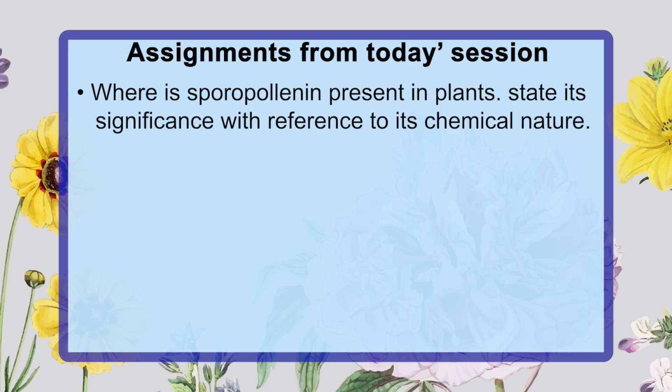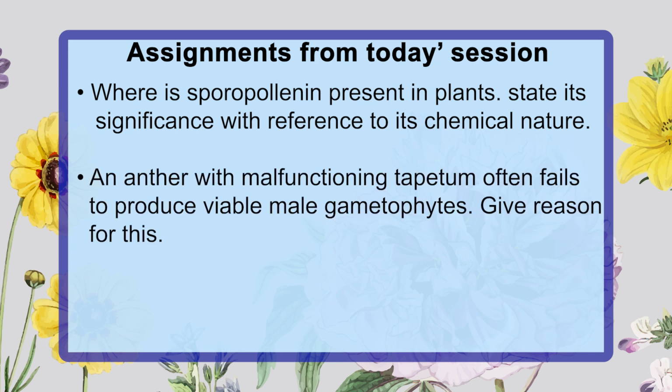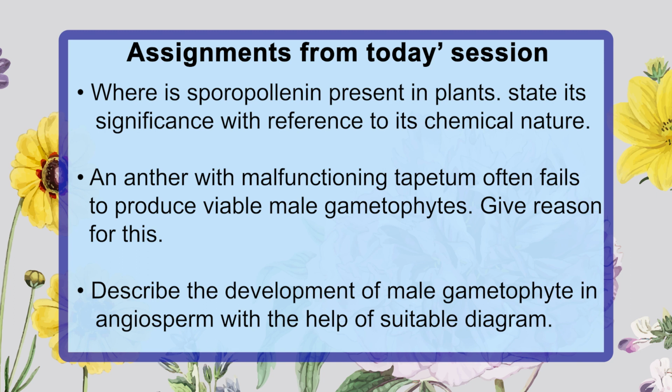Dear students, note down your assignment from today's session. Where is sporopollenin present in plants? State its significance with reference to its chemical nature. An anther with malfunctioning tapetum often fails to produce viable male gametophytes. Give reason for this. Describe the development of male gametophyte in angiosperm with the help of a suitable diagram.